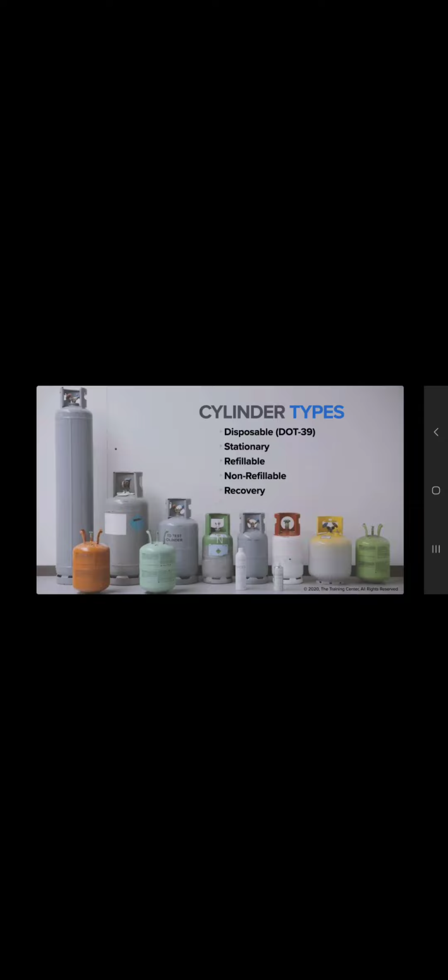A little bit about cylinders. There's a couple we got to cover. All right. We got disposables, DOT 39s, stationary, refillable, non-refillable, and of course, recovery.